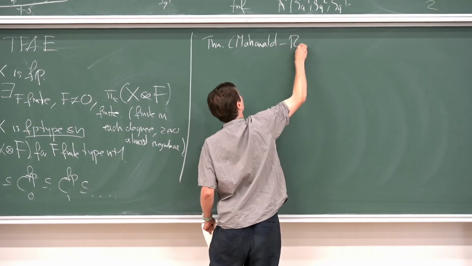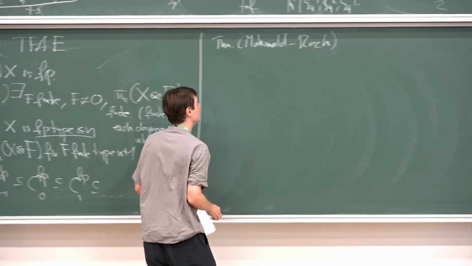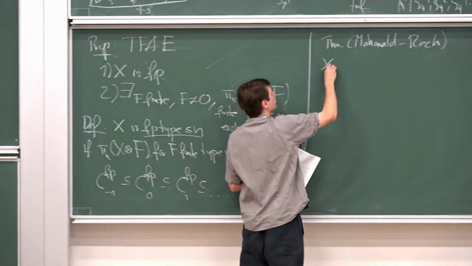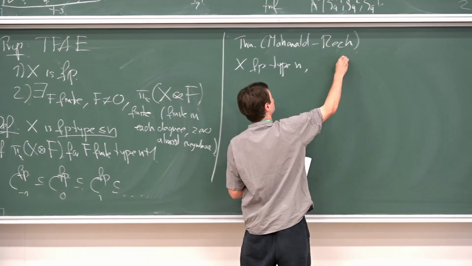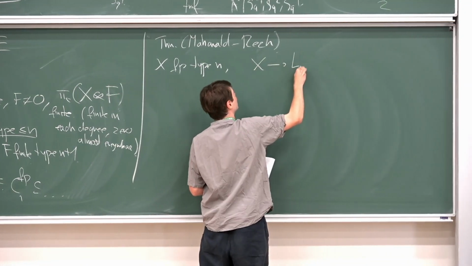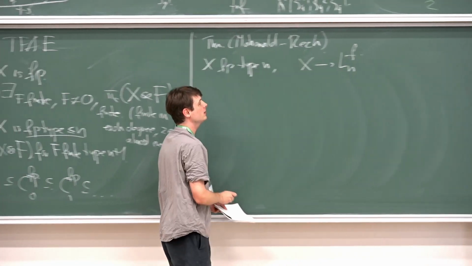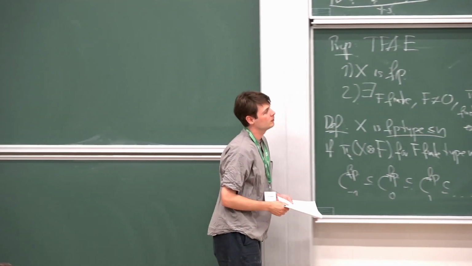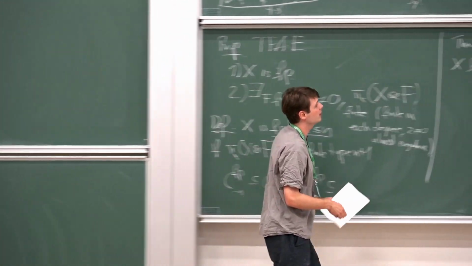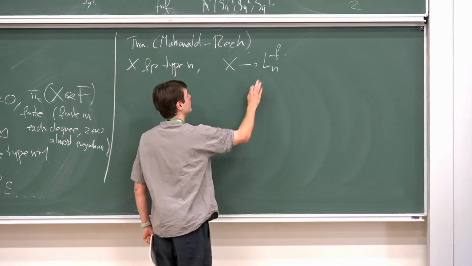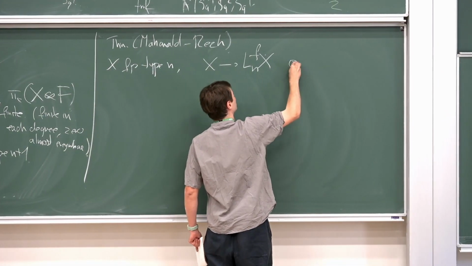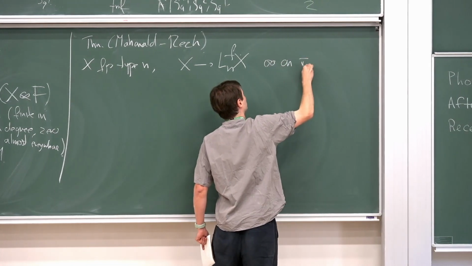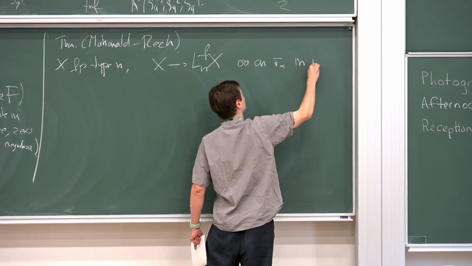And this will become quite relevant a bit later today: if X is of FP type n, then the map from X into its chromatic localization, this is the finitary localization that appeared in John Rognes's talk, not so important for us today, this is the localization up to height n, is an isomorphism on homotopy groups in large degrees.